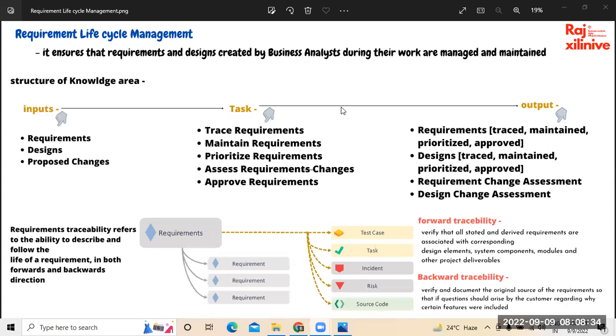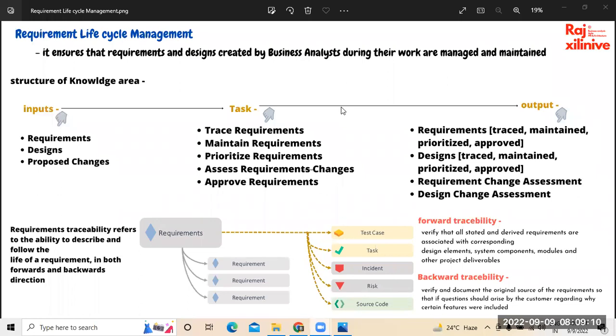Traceability of requirements, tracing of requirements were completed. Followed by this, we need to discuss how we are maintaining the requirements, how we are prioritizing them, how we are assessing changes in requirements, if any, followed by approving of requirements. So these are the tasks which come under requirement lifecycle management.